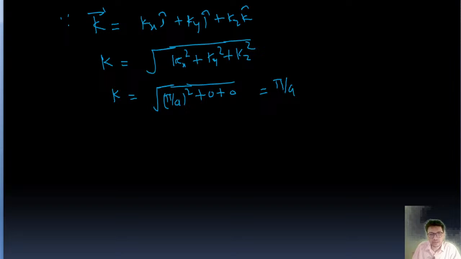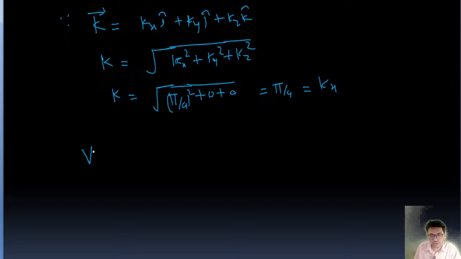Or we can write this as kx, or we can write it like this, kx square, because this value is given as 0. So k equals kx, guys. This you need to understand, k equal to kx. We can write that kx is pi by a, pi by a whole square, and this pi by a value is kx. So k equal to kx.